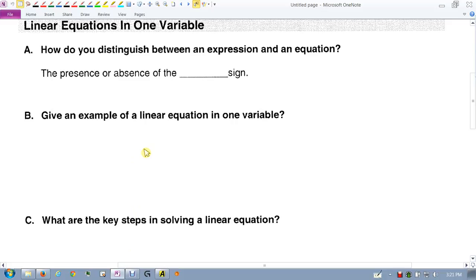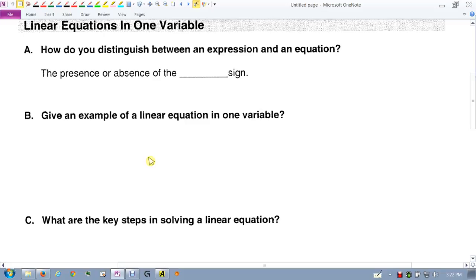We're on page 19. All right. So now we are looking at finally getting to equations. We haven't done any solving of equations up to this point.